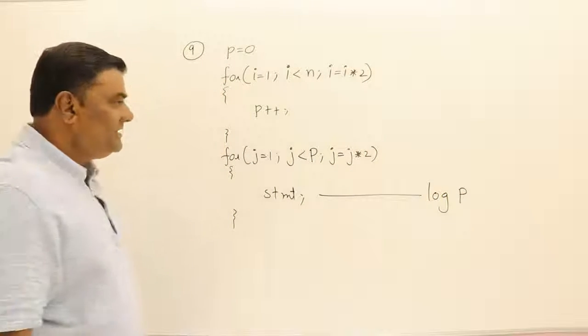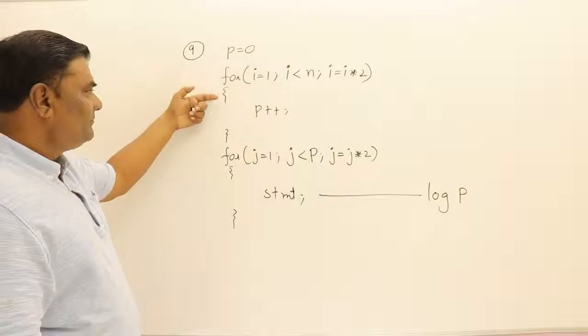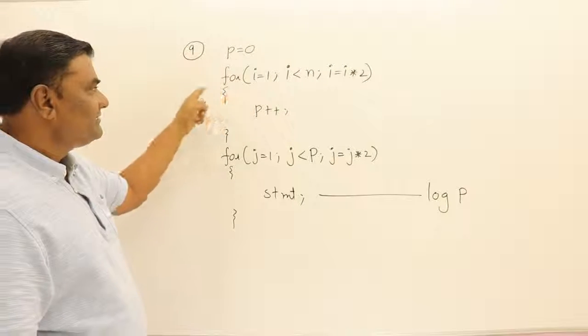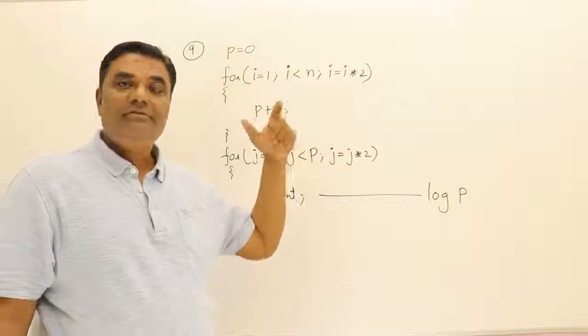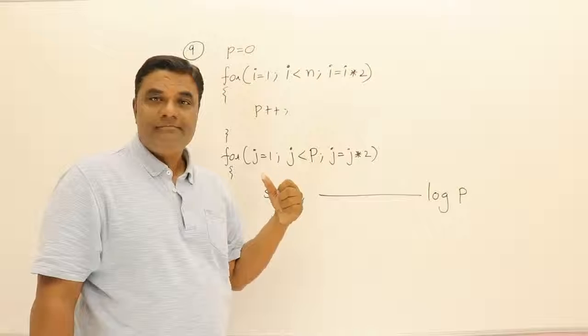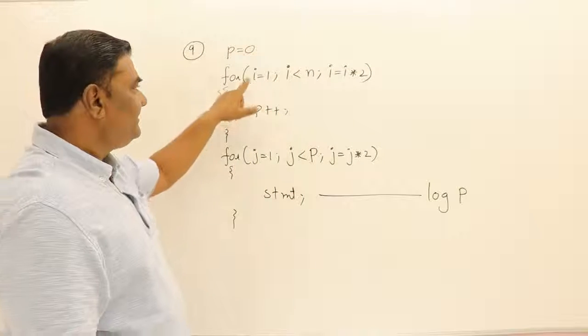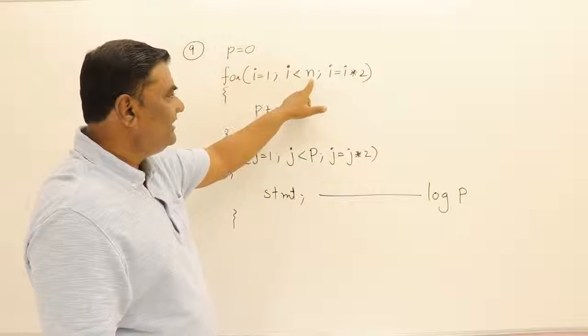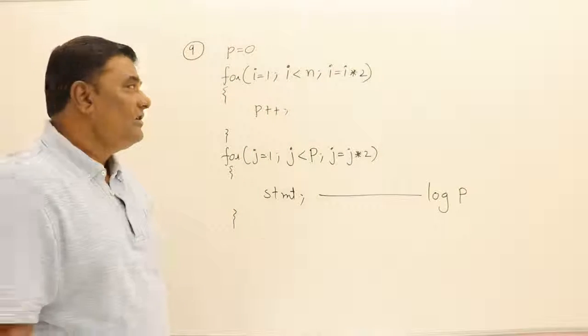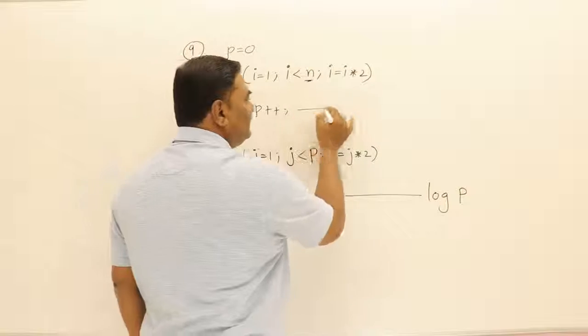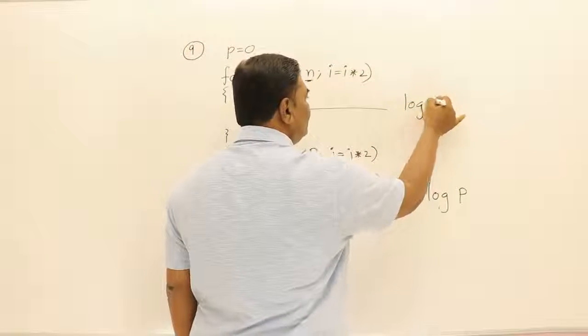What is the p? If you see the previous loop, here p is incremented. So p is incremented in this loop, so this p will take the value that number of times this loop is repeating. How many times this loop is repeating? I takes the values 1, 2, up to n, and I assign I into 2. So again it is log. Log of what? It is log n. So p value will be log n.